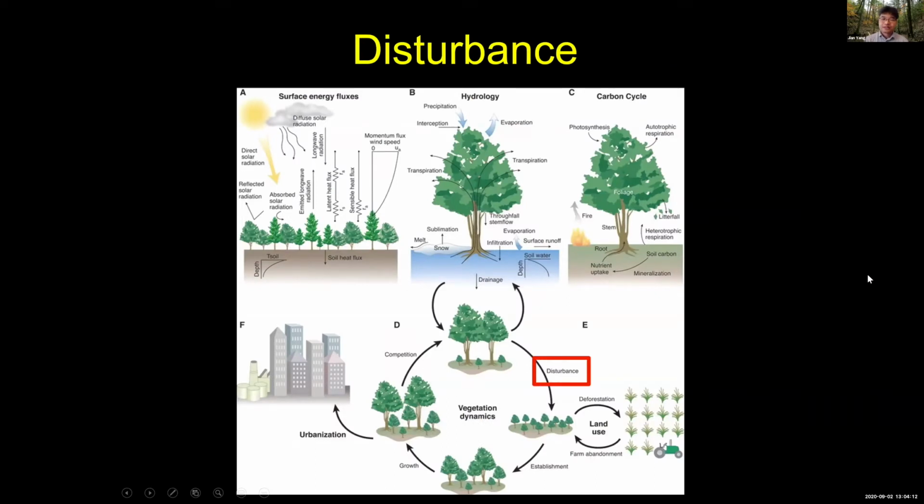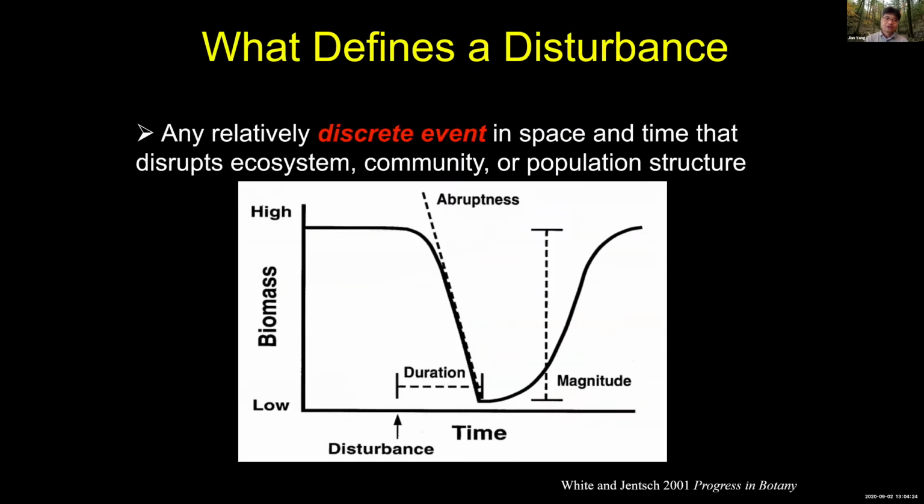But what we saw wasn't a complete picture. Forest is actually a dynamic system. It is partly driven by disturbance and some other global forcing. So what is a disturbance? Disturbance is a relatively discrete event in space and time that disrupts the ecosystem, community, or population structure. There are 3 characteristics that define a disturbance: a short duration, a quick change, and a higher magnitude of impact.